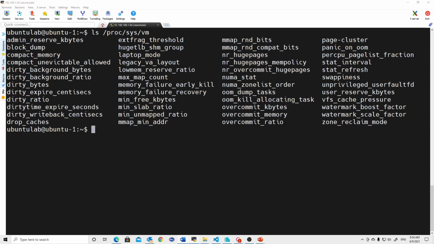Dirty background bytes, the dirty memory threshold that triggers writing uncommitted pages to disk. Dirty background ratio, the percentage of the total pages at which the kernel will start writing dirty data out to disk. Dirty bytes, the amount of dirty memory a process needs to initiate the writing on its own. Dirty ratio, the percentage of the pages at which a process will start writing out dirty data on its own.